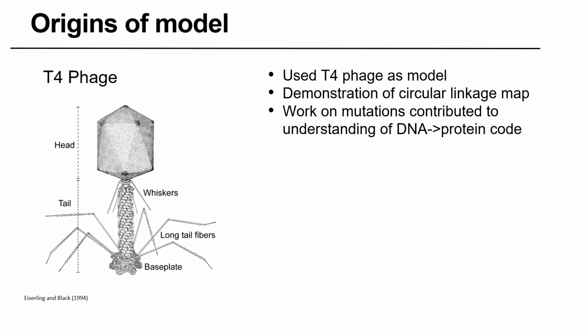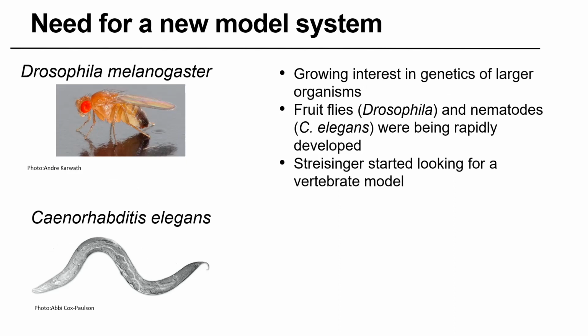So the chromosomal structure of these T4 phages is pretty complicated, and they'll undergo circular permutation. But he did some work trying to understand that, and that was important for understanding that the circular structure of DNA was commonplace within microbial organisms. And he also did work on understanding what the code was relating DNA to a protein, again, by studying single nucleotide mutations within the T4 phage. But in the back of all of this, he was thinking about the need for a new model system.